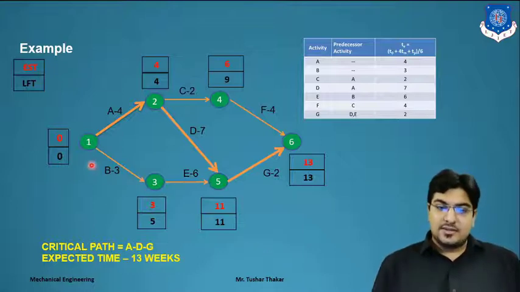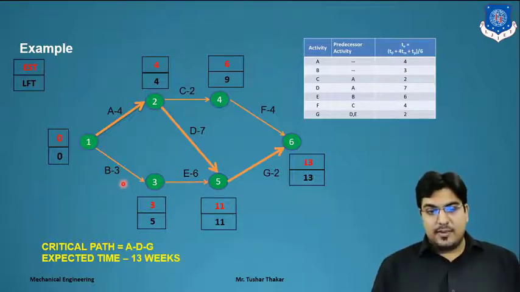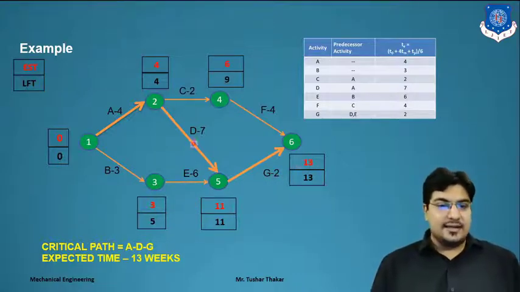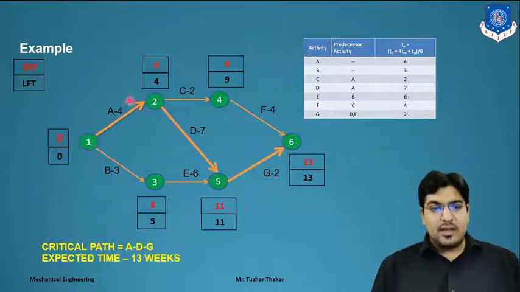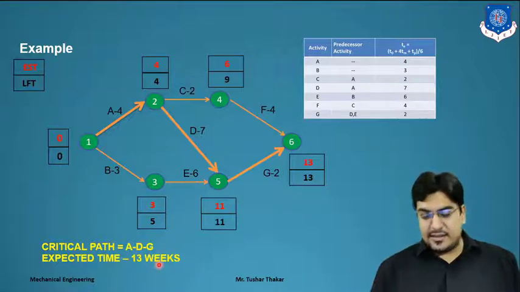Perfect. So let's check another path, B, E, G: 3 plus 6 plus 2 is 11, which is less than 13. Again A, C and F: 4 plus 2 plus 4 is 10, which is lesser than 13. So we calculate over that and find the critical path as 13 weeks.